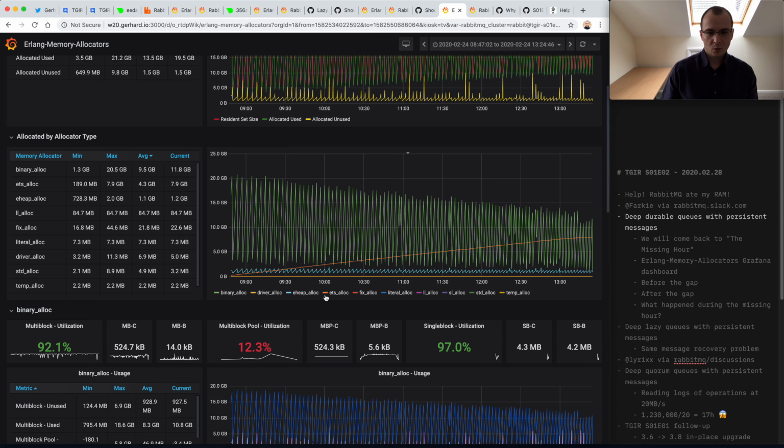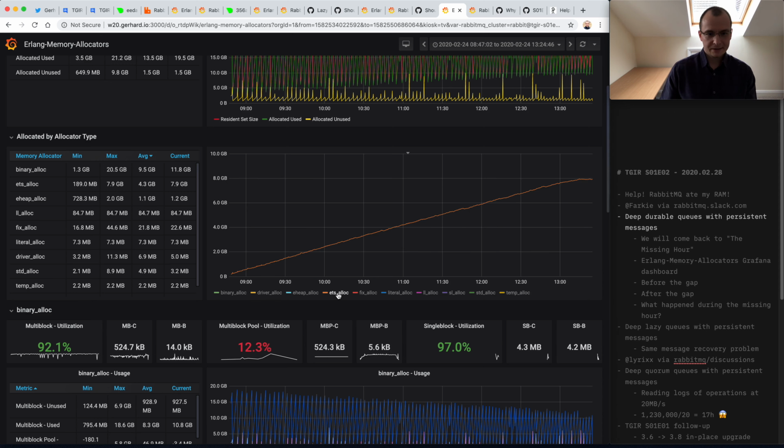So that was the one. The other very interesting one is the ETS allocator. And we can see how this one keeps increasing all the way from a few hundred megabytes all the way to 7.9, almost 8 gigabytes.